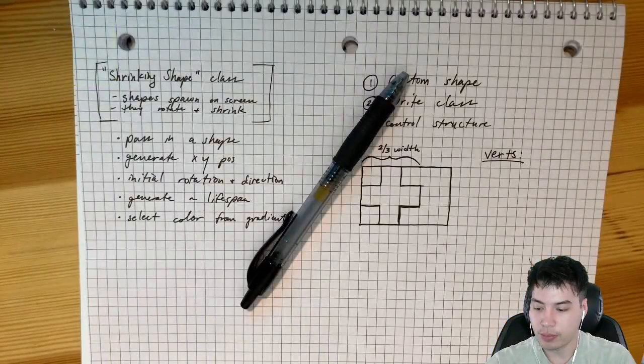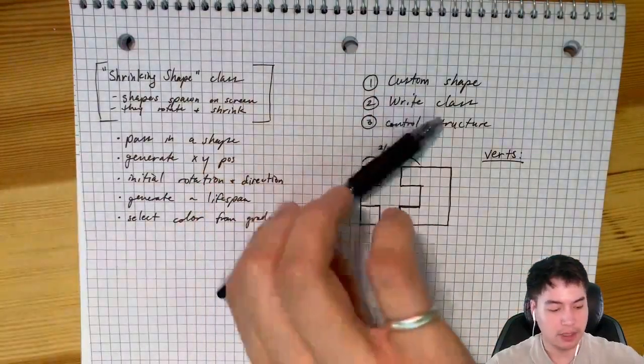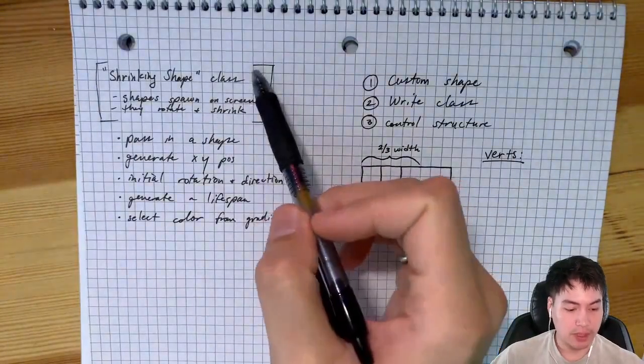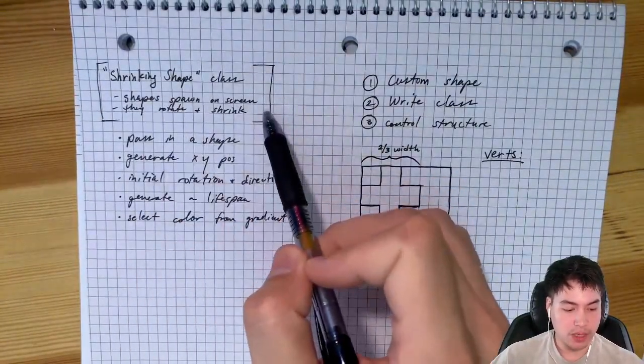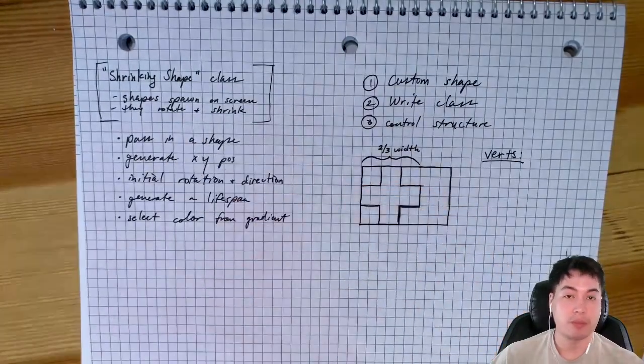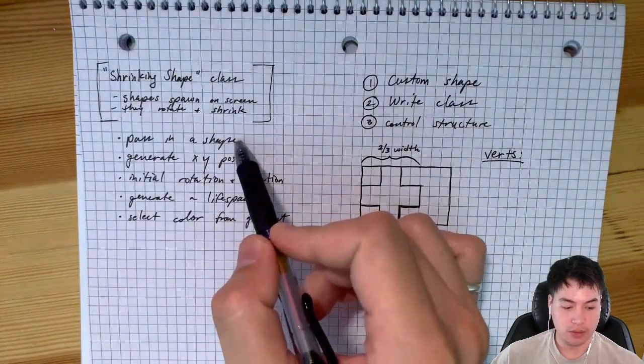So to get started with coding, let's actually move here to pen and paper and take a look at what we need to accomplish and how we're going to go about it. So the shrinking shape class, like I mentioned, right? Bunch of shapes that are spawning on screen, and they're rotating and shrinking. Each one of these objects, we actually need to be able to pass in a PShape. So we're going to make sure we can do that with our class.